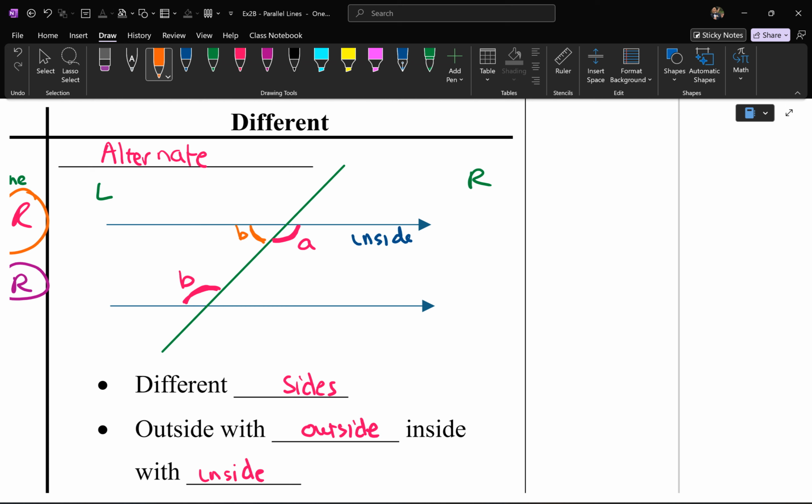So alternate angles are the same. This is obtuse, that's obtuse. These two are alternate. That one is not alternate. This is supplementary. Okay, so be careful with that. That's a very common mistake students tend to make.